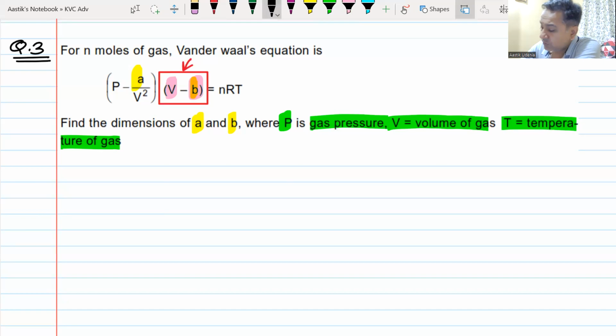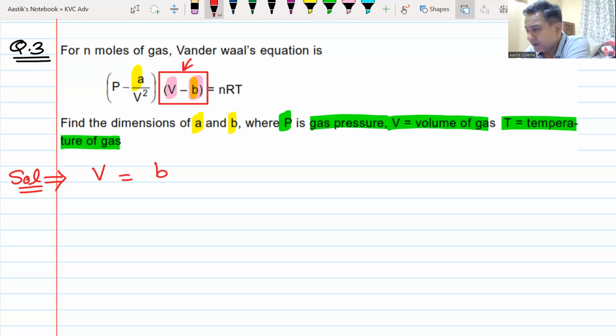Now remember, only those quantities can be added or subtracted which are similar. Same quantities with the same dimensions, they only can be added or subtracted. That means V and B must have the same dimensions, same units. They must be the same quantity. Remember, here we are not talking about the value of V and B being equal. No, the values of V and B will not be equal, but their dimensions or units would be the same. V is volume.